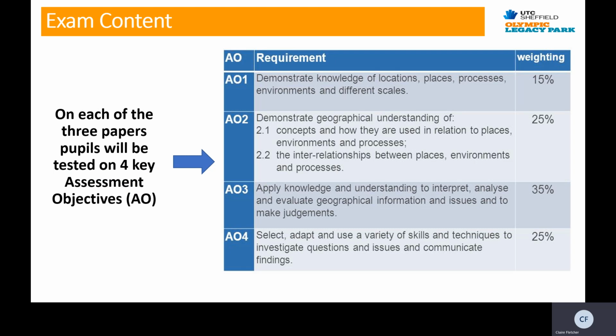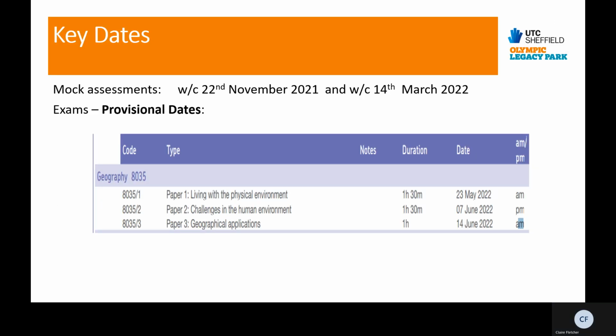So throughout each of the 3 papers, pupils are assessed on what we call the 4 assessment objectives that you can see there. So there are a lot of techniques that they will be tested on throughout all 3. It's just the certain topics and knowledge they need to have for each paper is slightly different. As far as we are aware, we still have the exam dates below for those 3 papers. We've still not got confirmation of actual start times, but I have made it aware to the pupils.